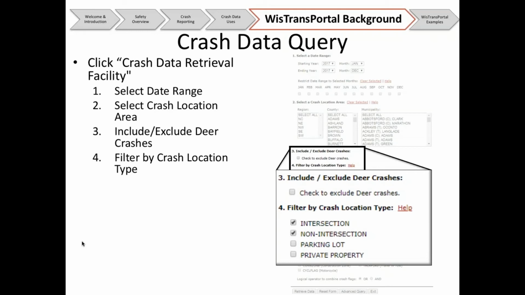The next thing you want to do is filter by crash location. Usually we're going to have just the intersection and non-intersection marked here, but again, it's up to you if you're also looking at parking lot and private property. So when you come up, it'll have the intersection and non-intersection checked, the other two not checked, but if you want to include them, you can.